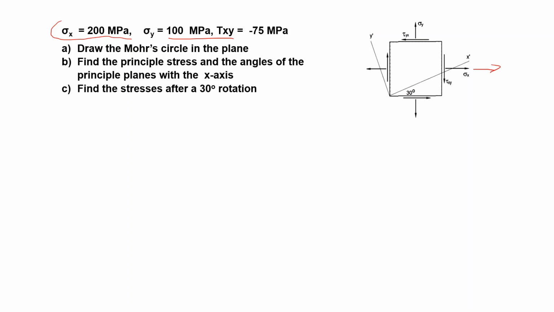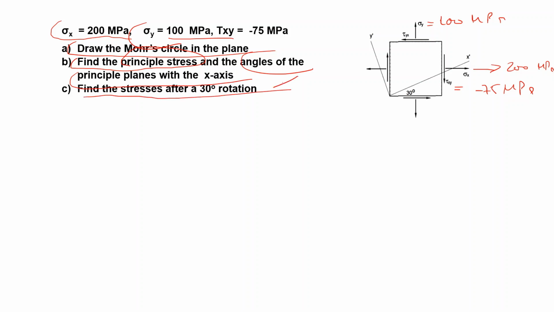Sigma x is 200 MPa. Sigma y is 100 MPa. And we have a shear stress of minus 75 MPa. The question is, draw the Mohr circle in the plane. The second question is, find the principal stresses and the angles of the principal planes with the x-axis, and find the stresses after a stress transformation by 30 degrees rotation.